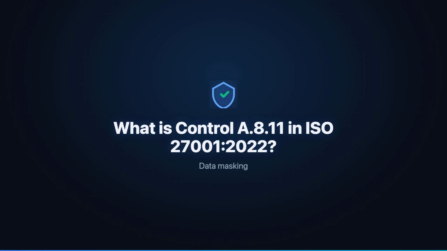and security risks. Control A.8.11 is a new control in the 2022 revision that requires organizations to use data masking to protect sensitive information while preserving its usability for legitimate purposes. Let us explore what data masking is, how it works, and where it applies.